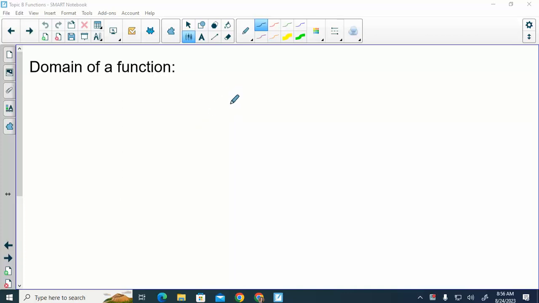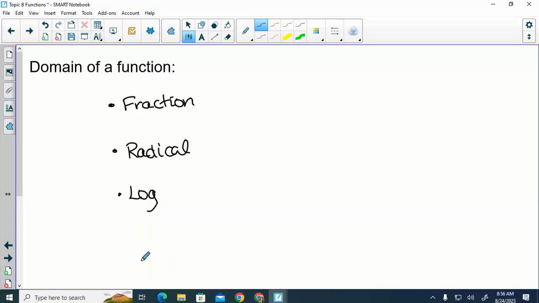When I'm talking about domain, that's something we did a lot last year. There's really 3 instances you have to worry about. We need to worry about fractions, radicals, and logs. If it's not one of those 3 things, chances are your domain is everything. How do we write it if it's everything? Negative infinity to positive infinity. Nobody said all real numbers. You just made me so happy. You remembered. You like infinities now.